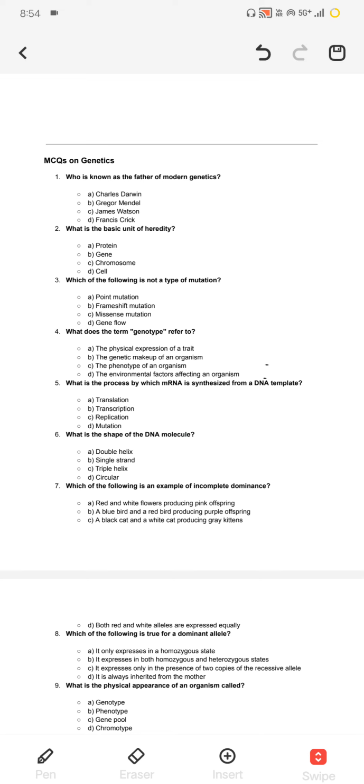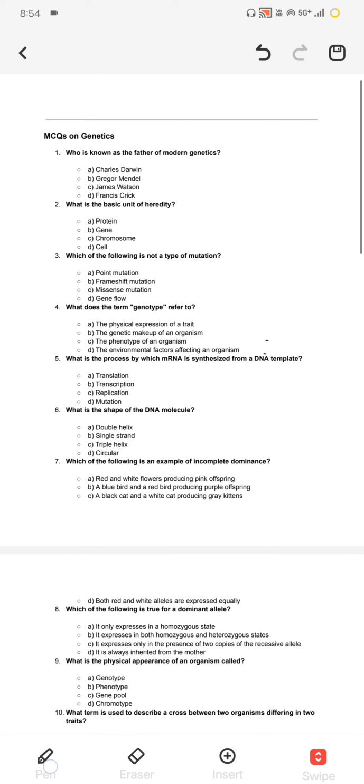So the first question here is, who is known as father of modern genetics? Your options are Charles Darwin, Gregor Mendel, James Watson and Francis Crick. Right answer here is Gregor Mendel.